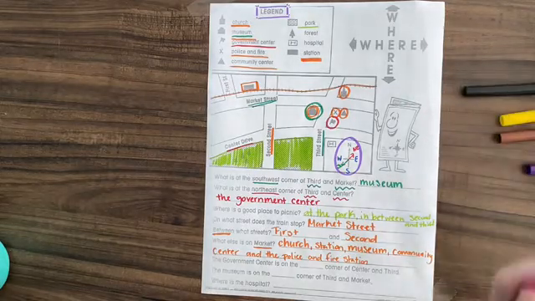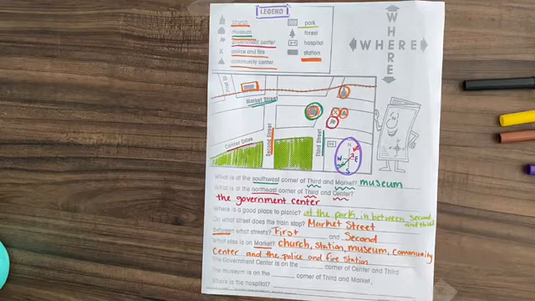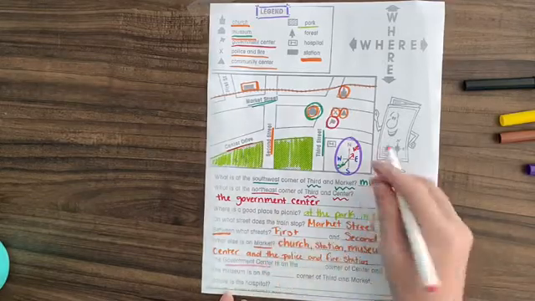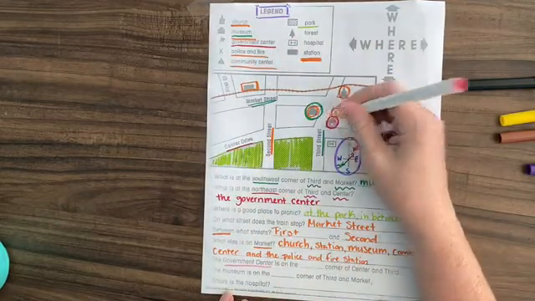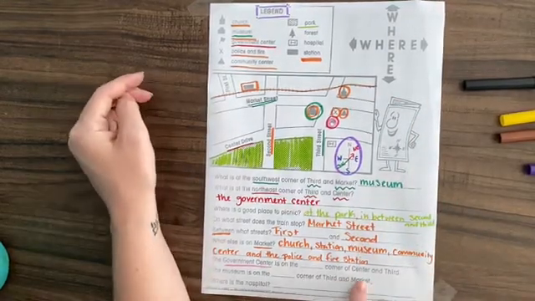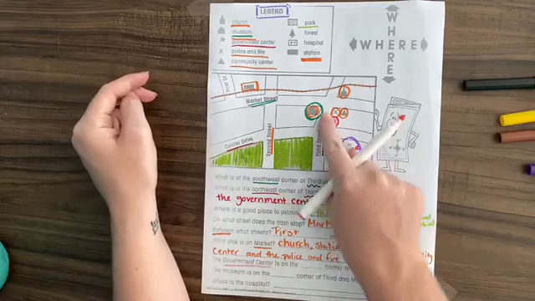All right, the next one we need to do. The government center is on the blank corner of Center and Third. So let's find the government center. The government center is this little flag, so it's right here. So it's on the corner of Center Street and 3rd Street.